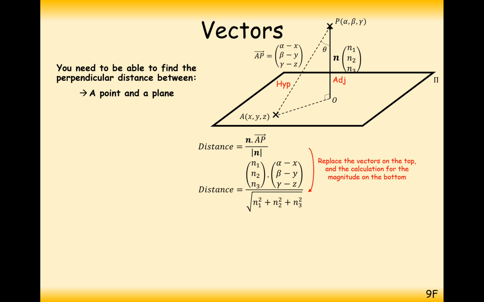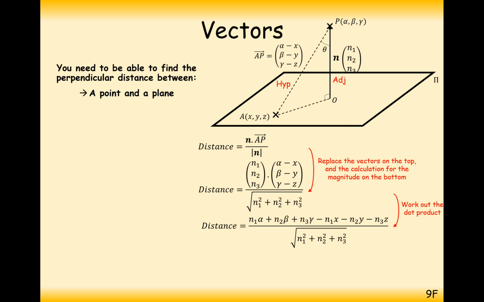Okay, we'll carry on going for a little bit more to prove this formula down there. So the perpendicular vector was n1, n2, n3. The direction vector from A to P was alpha minus x, beta minus y, gamma minus z, all over the modulus of n, which is the square root of n1 squared plus n2 squared plus n3 squared. Dot product this out, and this is what we get: n1 alpha plus n2 beta plus n3 gamma, all of the positive terms there, minus n1x minus n2y minus n3z.